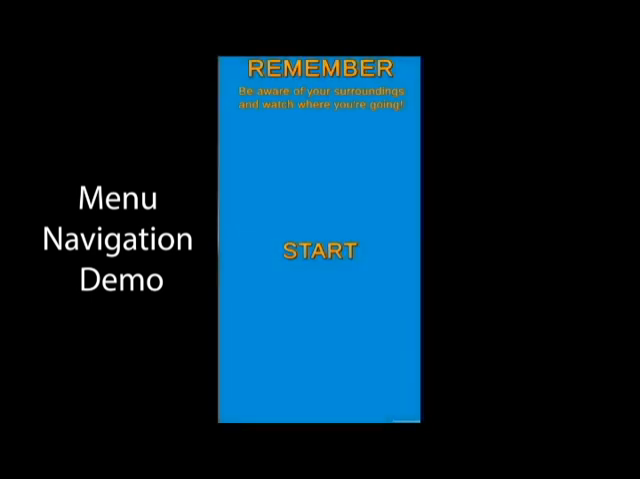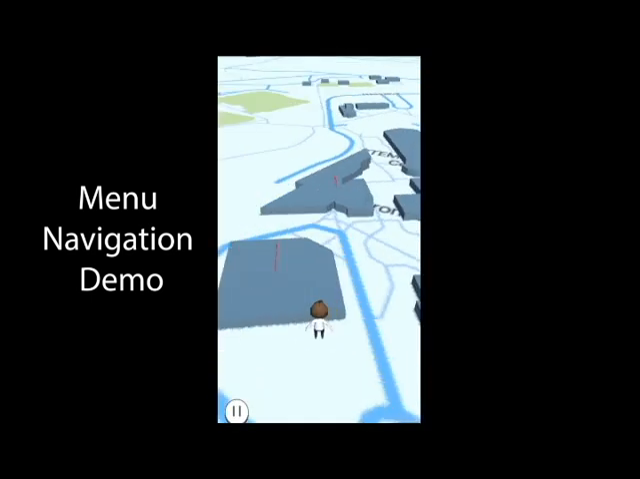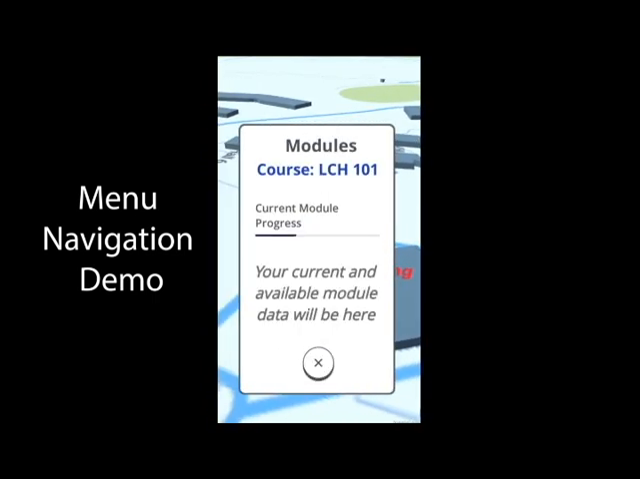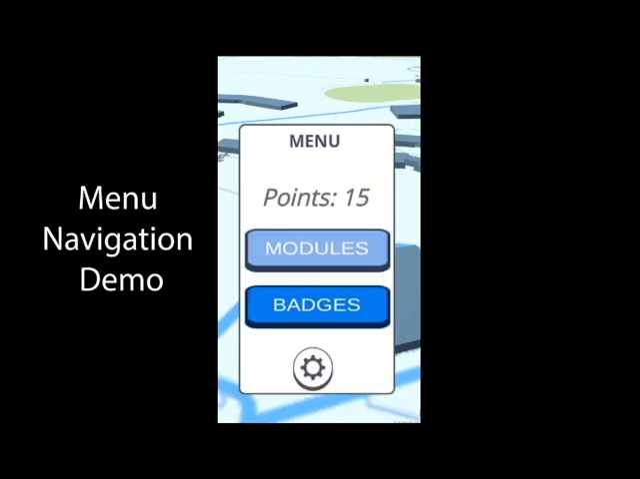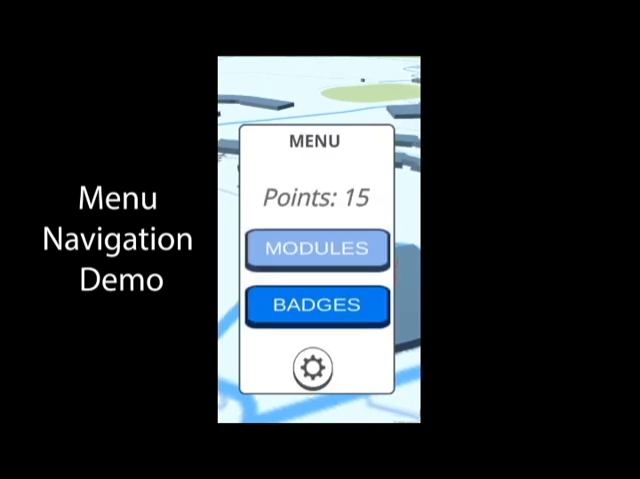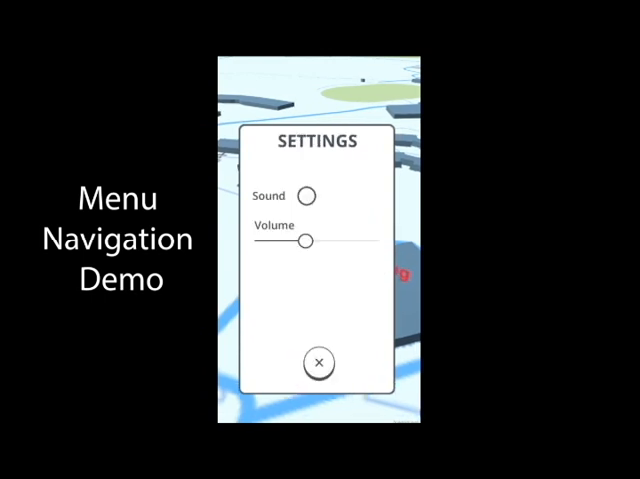First demo is the menu navigation. First is the home screen where you will see a reminder to pay attention to your surroundings and to start the game. Once the game has started, you will end up in the map scene where you can press the menu button. There you will be able to press various options which include points, modules, badges, and settings.